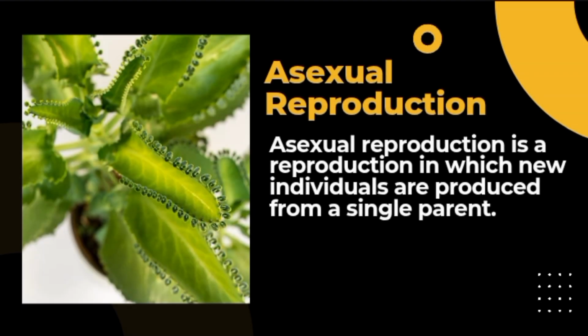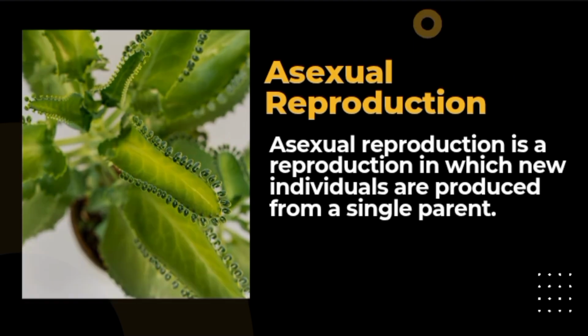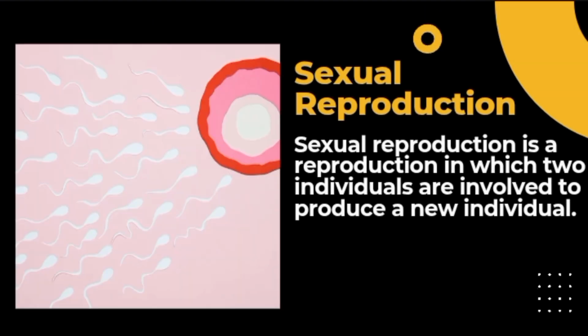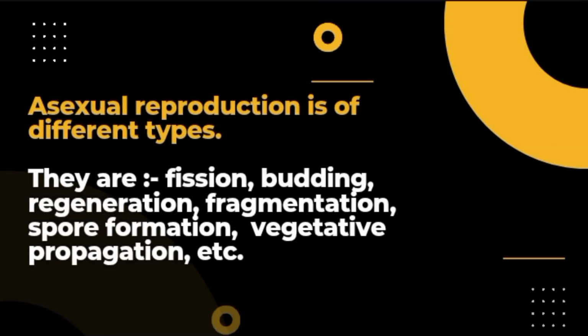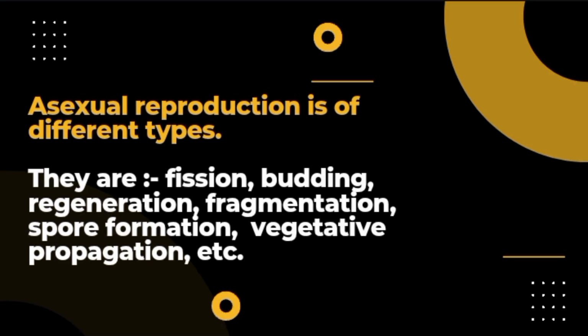So, asexual reproduction is a reproduction in which new individuals are produced from a single parent. And sexual reproduction is a reproduction in which two individuals are involved to produce a new individual. So, today we are going to discuss about only asexual reproduction. So, they are fission, budding, regeneration, fragmentation, spore formation, vegetative propagation, etc.